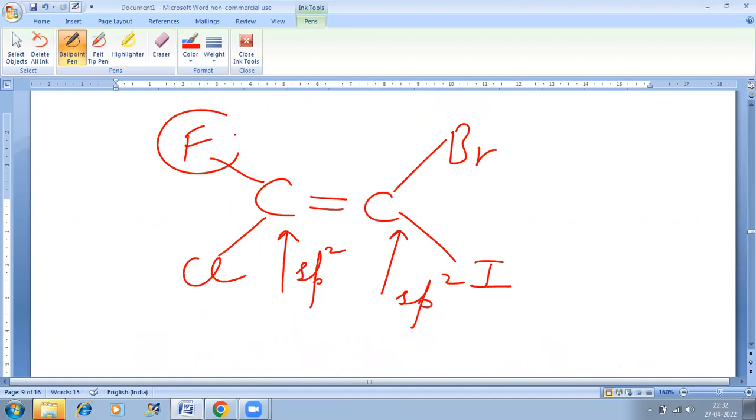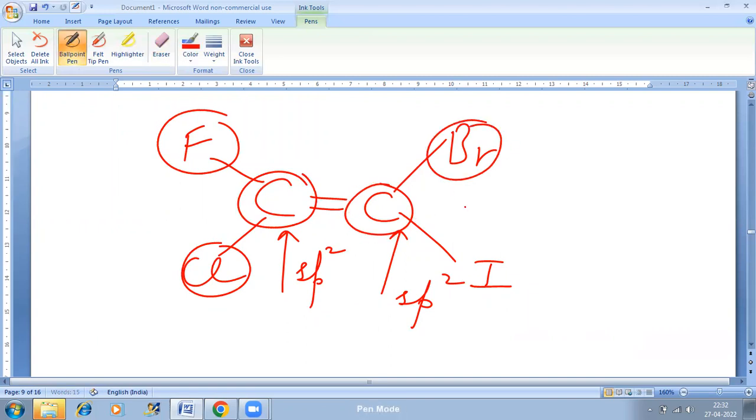Hence I can say F, this carbon and chlorine lie in the same plane, and this carbon also lies in the same plane, which means carbon, carbon, fluorine, chlorine lie in the same plane. Similarly, if I look at the groups attached to the right-hand side carbon, then bromine, iodine are connected to the same carbon, and hence I can say bromine, carbon, and iodine lie in the same plane because again this carbon is sp2 hybridized.